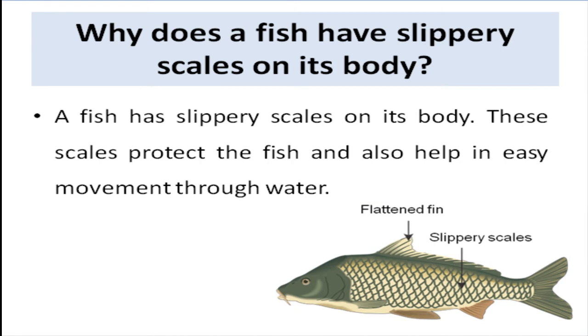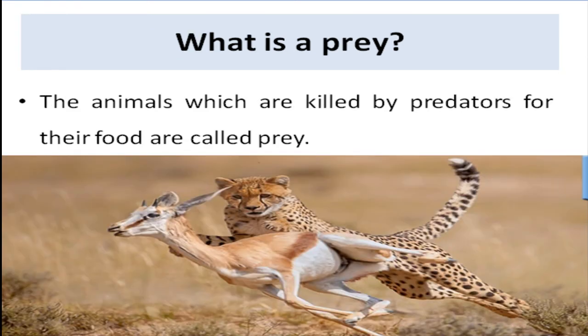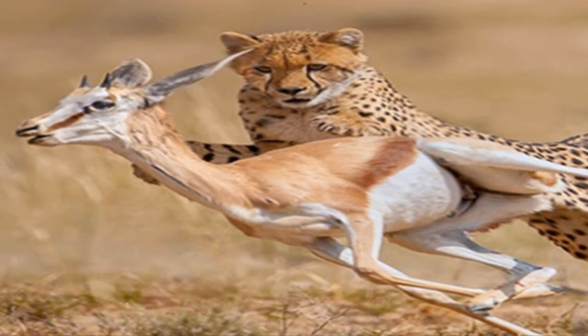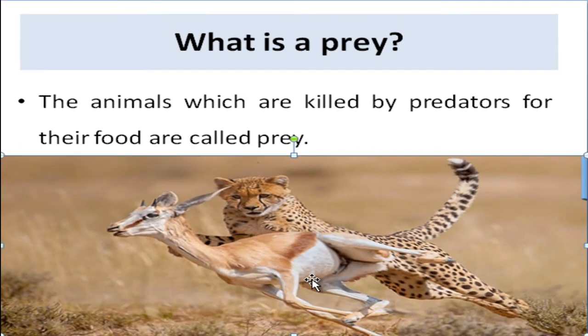Our next question is, what is prey? The animals which are killed by predators for their food are called prey. For example, in this figure, the animal which is killed. So here the deer is killed by a cheetah. So deer is called the prey. So those animals which are killed by predators for their food, they are called the prey.